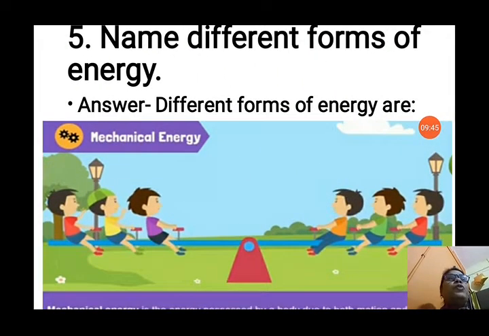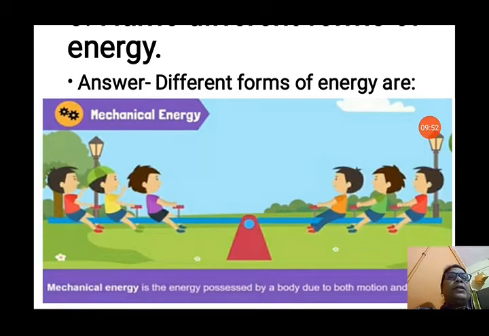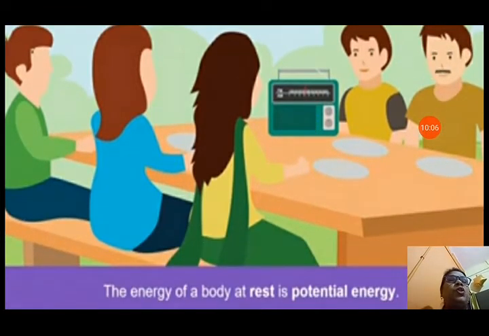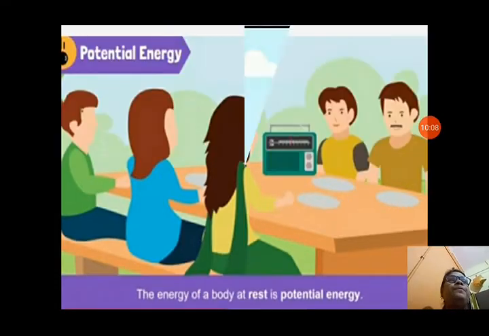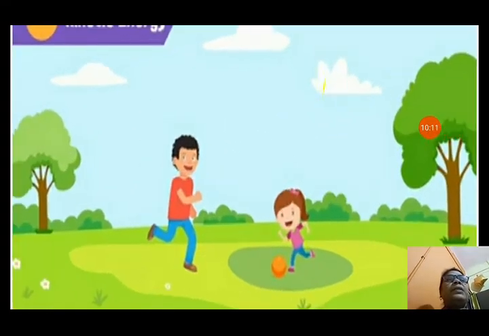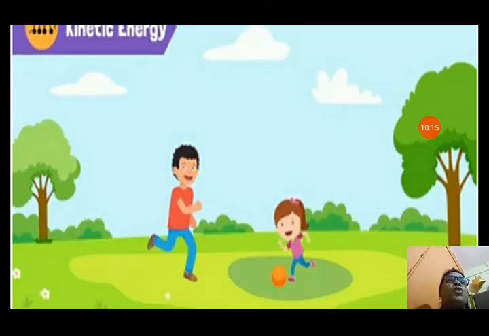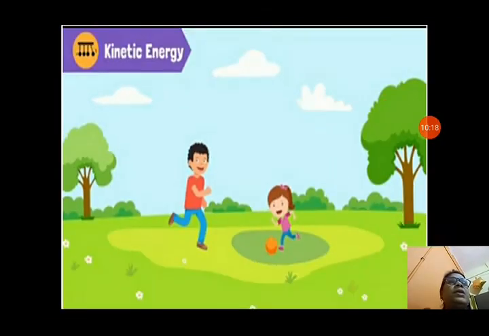Name different forms of energy. So, there are different forms of energy we can see. First is mechanical energy. Mechanical energy is energy possessed by a body due to both position and motion. If a body is in motion or position, then this type of energy is known as mechanical energy. Now it is of two types: potential energy when the body is at rest. The energy of a body at rest is potential energy. Second type of mechanical energy is kinetic energy when the body is in the moving position. When the body is in motion, then this type of energy is known as kinetic energy.